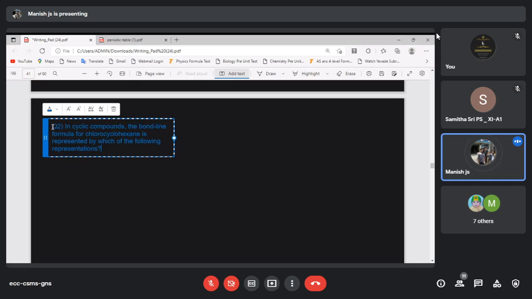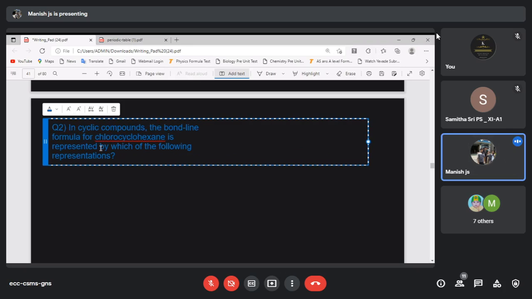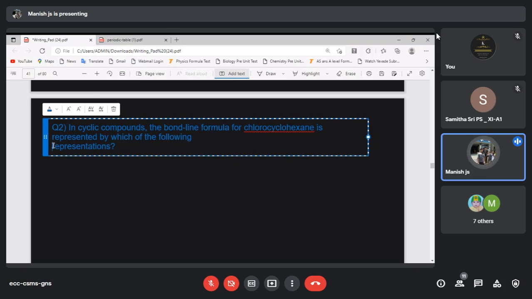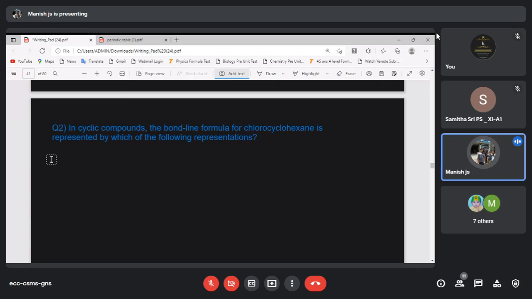The second question, children. So I hope it is visible. Okay, here's the question. So read it. Go through it. Question 1. In cyclic compounds, the bond line formula for chlorocyclohexane is represented by which of the following representations?